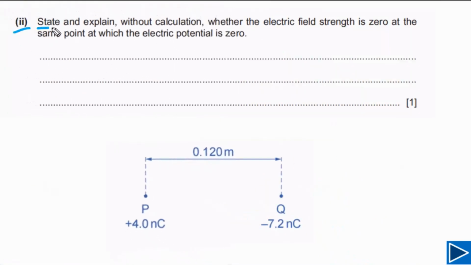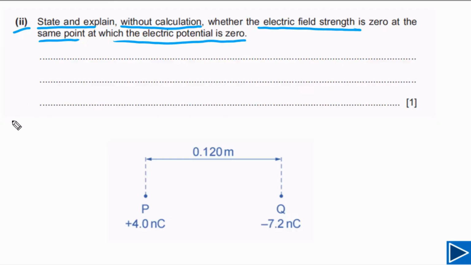For our second part, we need to state and explain, without calculations, whether the electric field is 0 at the same point at which the electric potential is 0. This question is a bit tricky. This is testing your understanding of electric field and potential and the relationship between them.